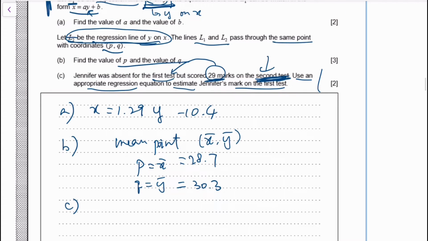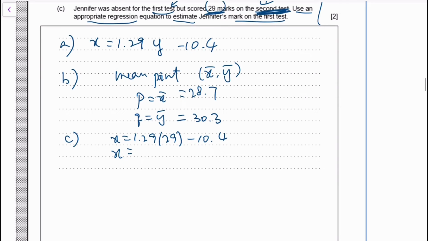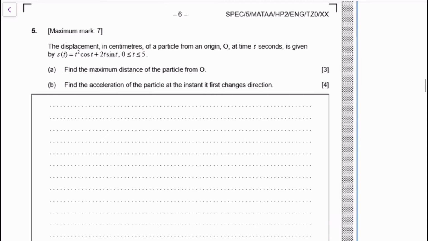So we'll put our value in for the second test. So it is x equal to 1.2929. So simple calculation. You should get 27.1, sorry, 0.01. Okay, that's it.